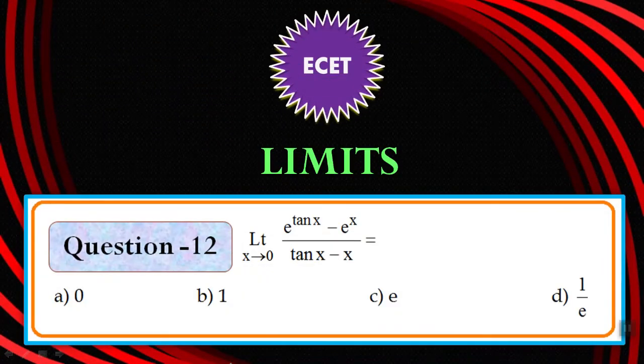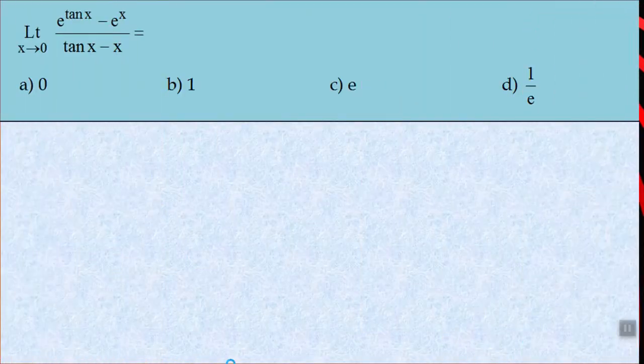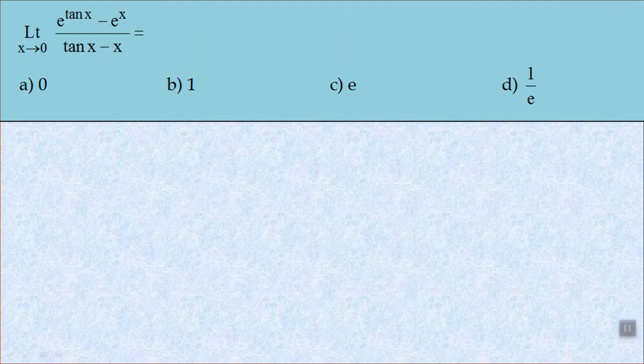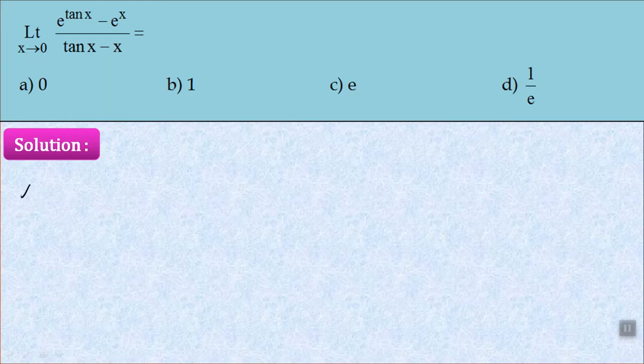Dear students, see question number 12. Read the question and write it. The question is: limit x tends to 0, (e power tan x minus e power x) divided by (tan x minus x) is equals to. Let us start the solution.